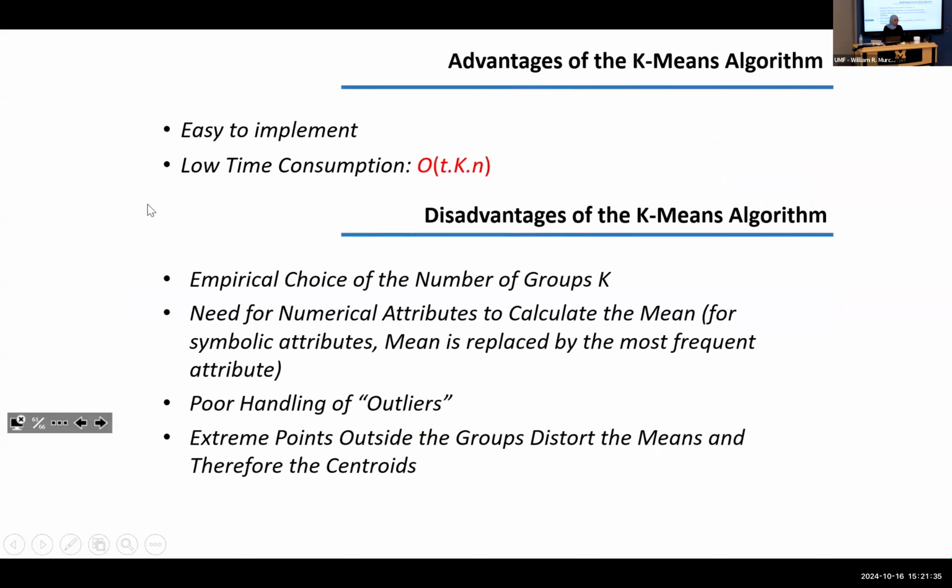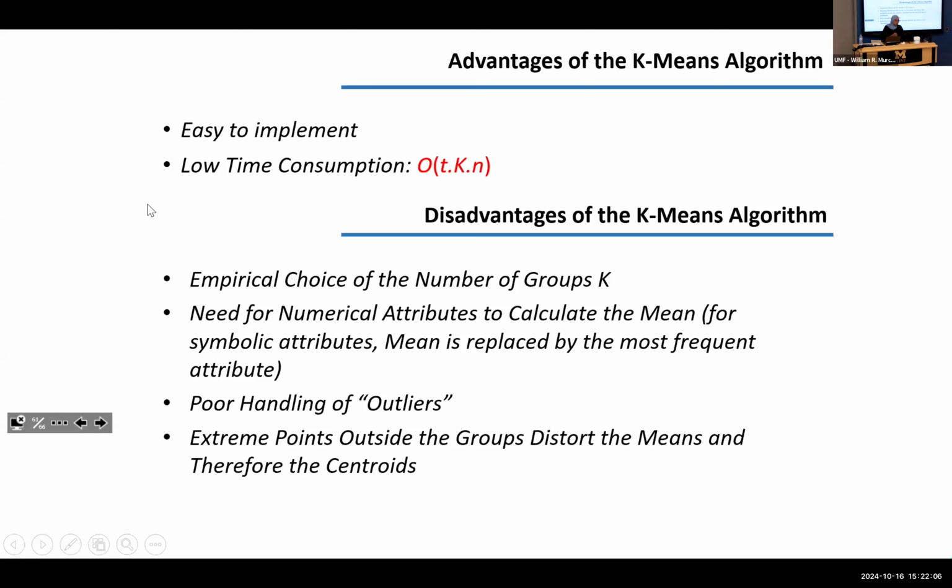Also, we were discussing the advantages and disadvantages of this algorithm. The advantage is that it's easy to implement and it has low time consumption. The disadvantages are the handling of outliers. We were discussing that outliers are elements that are extremely far. If you include them in computing the mean, they are going to distort your means.